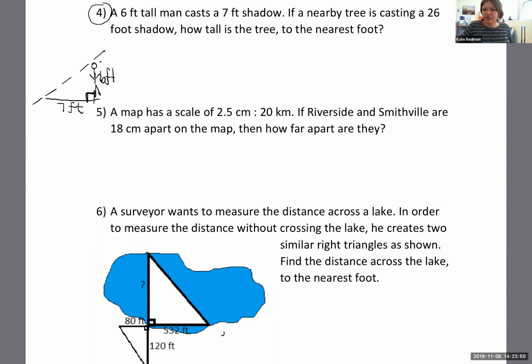Okay? Now you got a tree that's outside. And I say it's nearby. That's important that the tree is nearby, because if the tree is nearby, the angle of the sun is going to be the same. We're going to have those same angles.